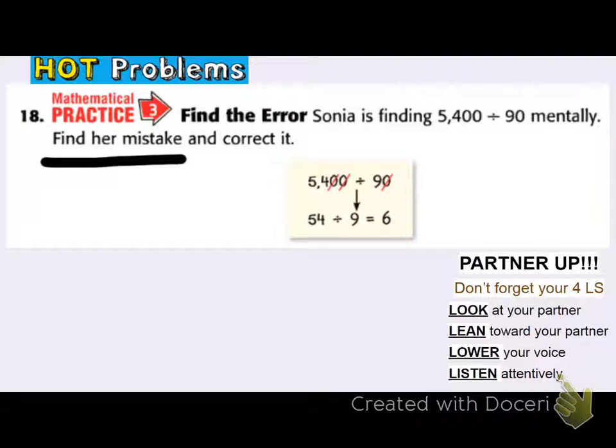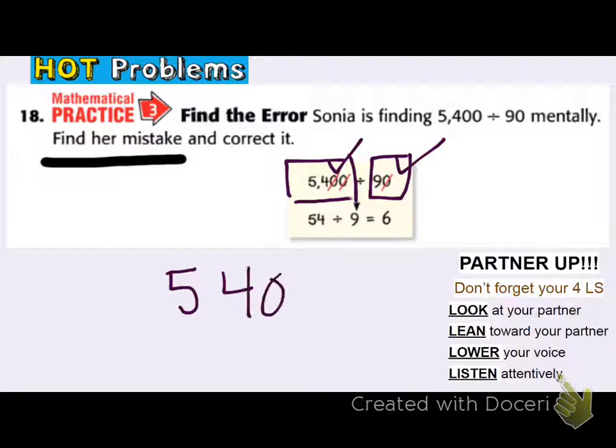Well, let's look at her problem. She has 2 zeros in 5,400, and she's dividing that by 90. Well, if I look at 90, I only see 1 0. If I cross off 1 0 here, I can only cross off 1 0 in 5,400. They go together. It's a pattern. So really, Sonia's mistake is she crossed off too many zeros in that dividend.